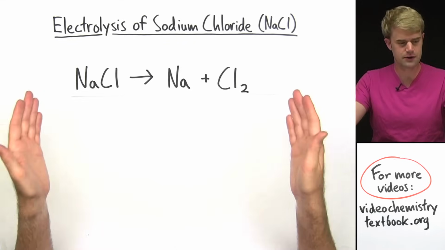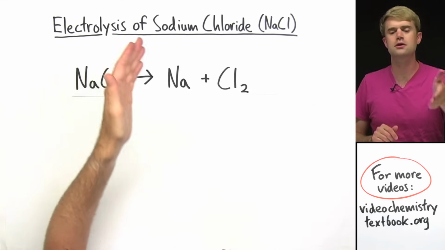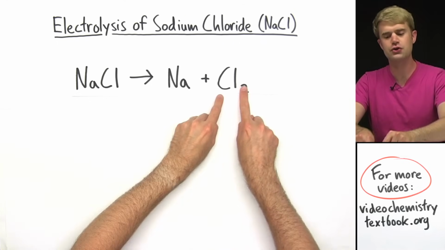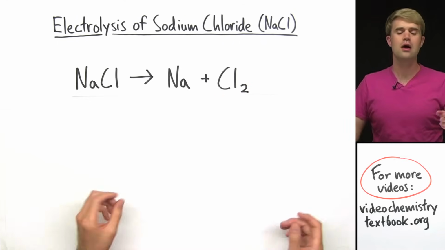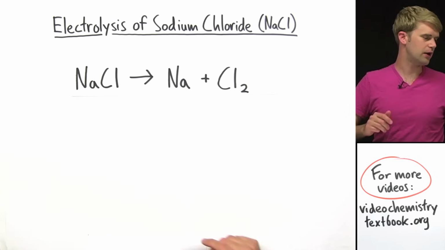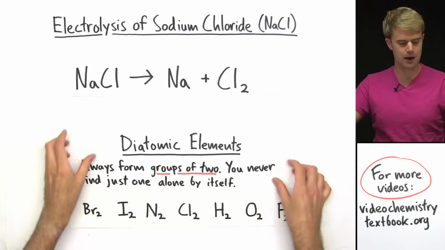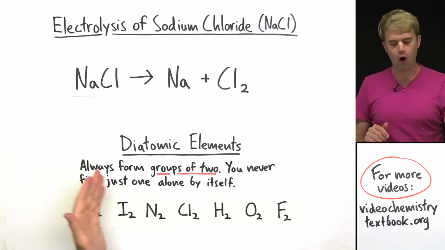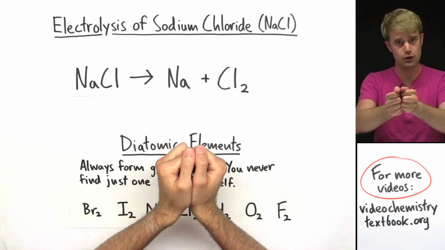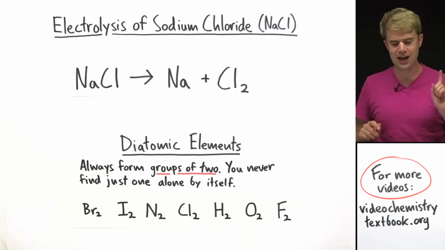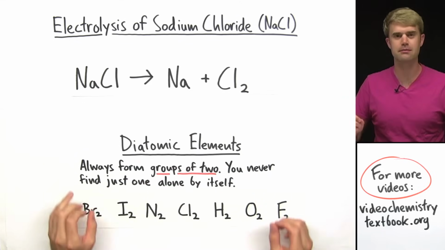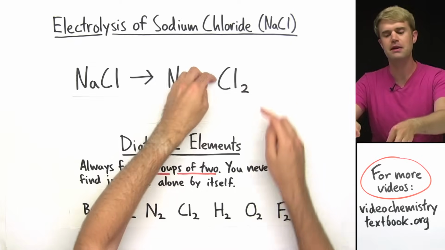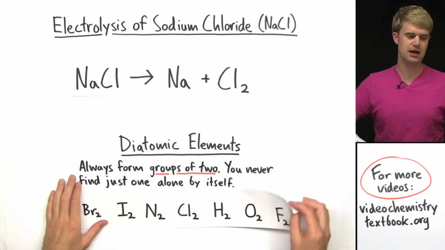So here's an unbalanced equation for the electrolysis of sodium chloride. Now sometimes people ask me, why is it Cl2 and not Cl? Well, that's because Cl, chlorine, is one of the diatomic elements. These are the diatomic elements. And the diatomic elements always form groups of two. They always pair up together. You never find just one of these atoms alone by itself. So this would never just be Cl, it would be Cl2 instead.